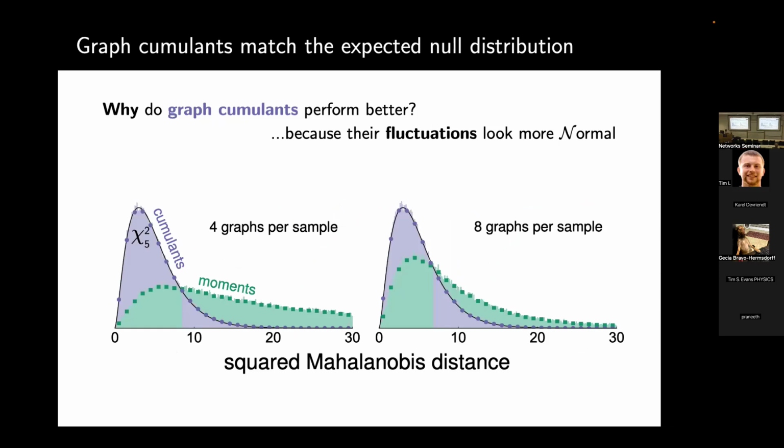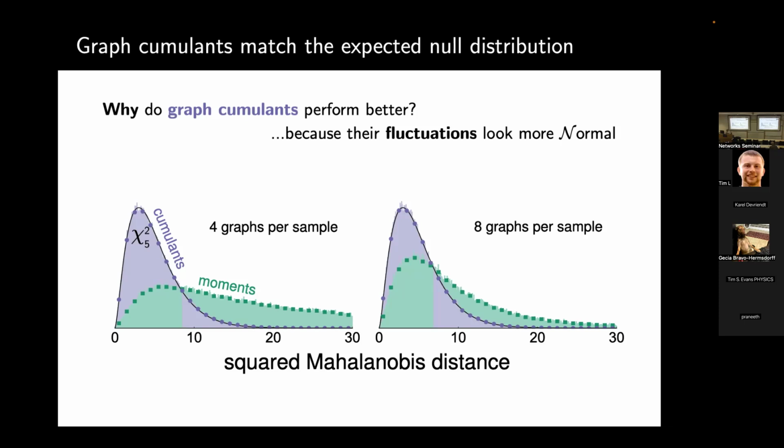So one question is, why do the graph cumulants do better? That's because the fluctuations in graph cumulant space look more Gaussian. For both tests under the null hypothesis, if you had a very big number of nodes or a very big number of samples, then both of them would follow a chi-square distribution, both moments and cumulants.